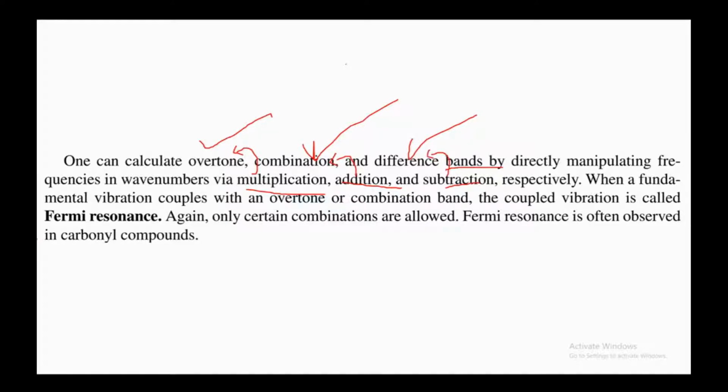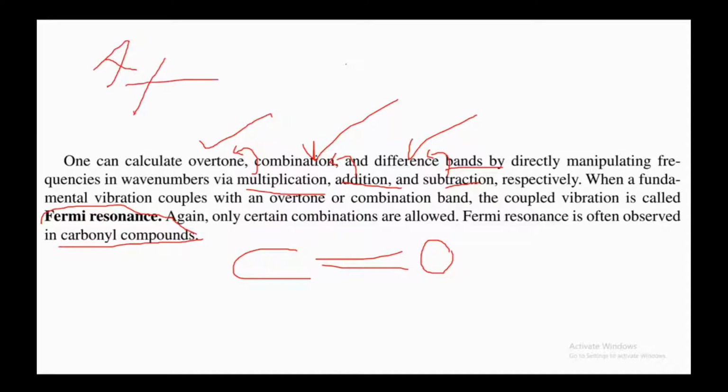When a fundamental vibration couples with an overtone or a combination band, then the coupled vibration is called Fermi Resonance. Again, only certain combinations are allowed. Fermi Resonance is often observed in carbonyl compounds. So the carbonyl compounds are carbon double bond oxygen, like aldehyde, ketone, carboxylic acids, esters.